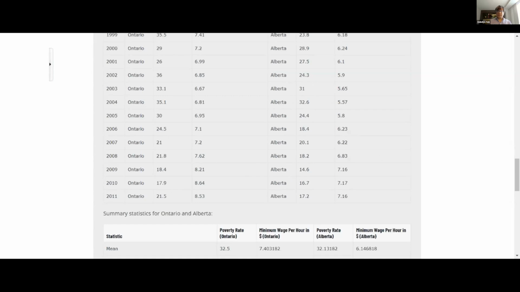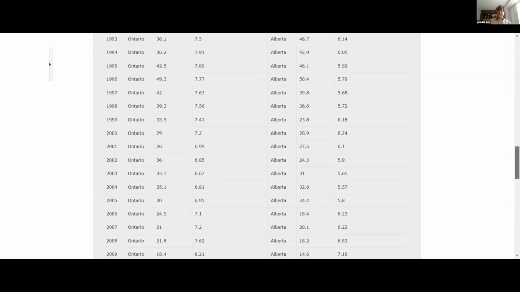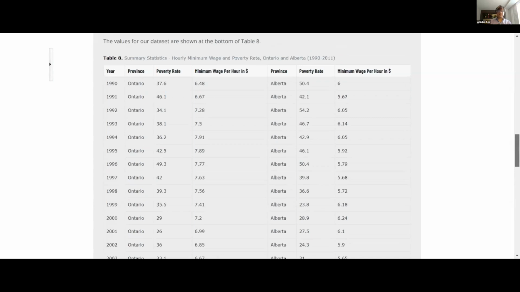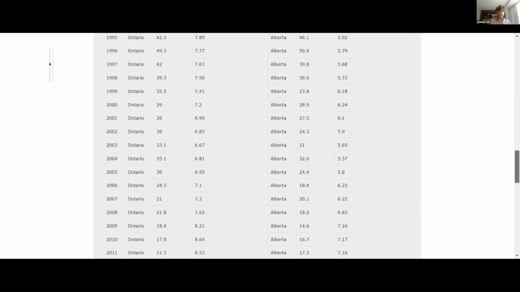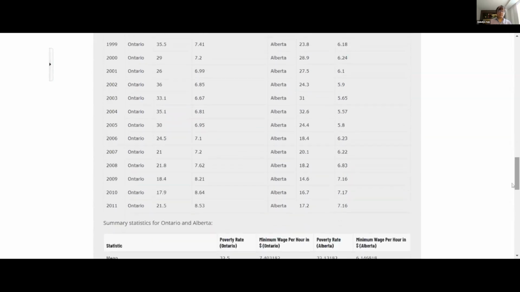Now, in terms of the minimum wage, that's gone up on average throughout the years. And in Ontario, it's a bit higher than in Alberta. So what can we summarize so far? Very sharp declines in poverty in Alberta, declines in Ontario also, not so much, but there are declines, and there are increases in the minimum wage. Is there then a relationship between the minimum wage and poverty rates?